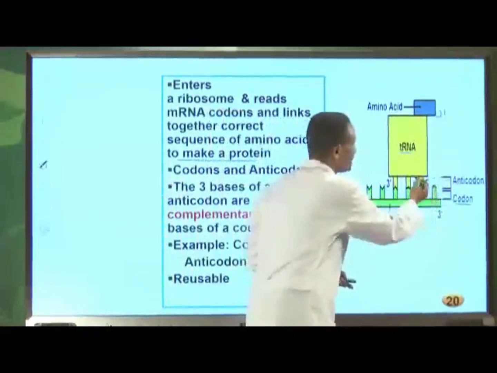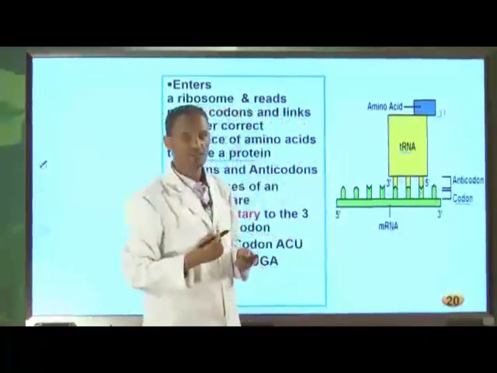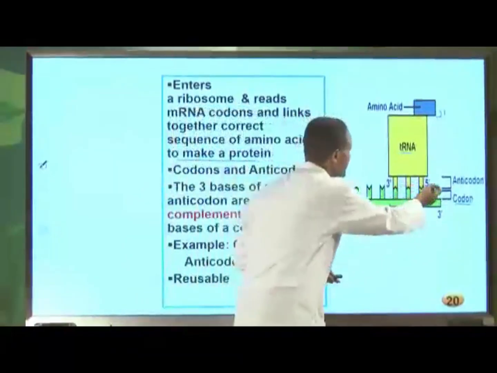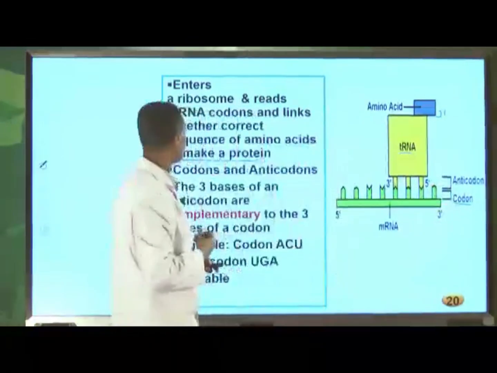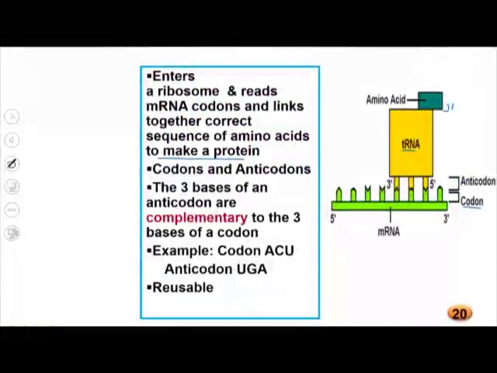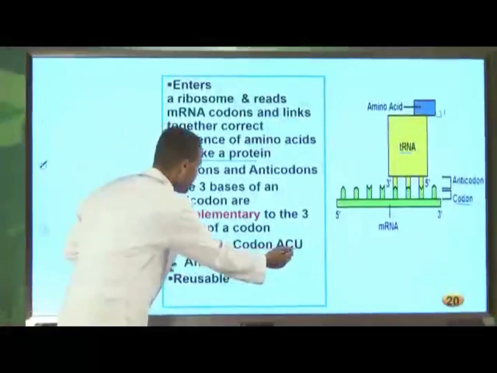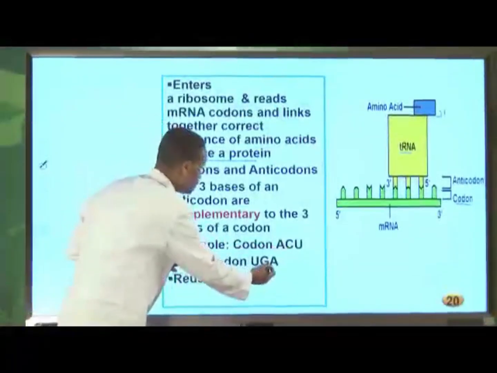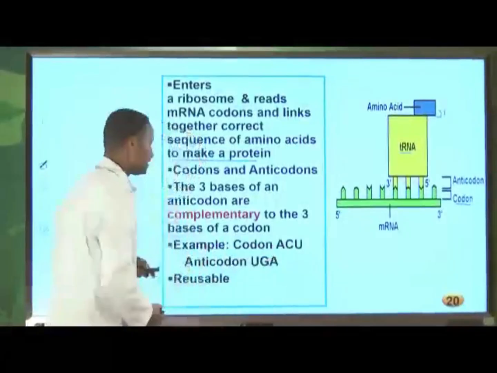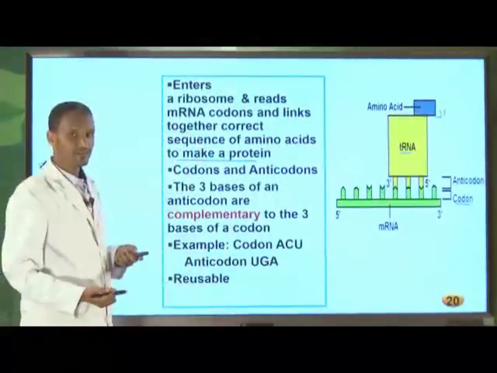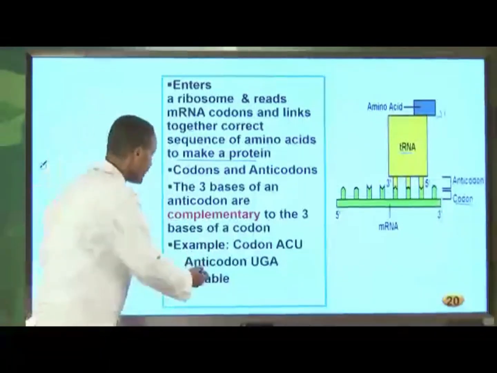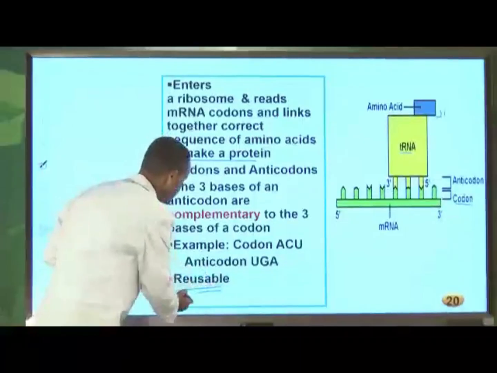RNA. But the complementary sequence which is found on transfer RNA is the anticodon. So you see, the 3 bases on the anticodon are complementary to the 3 bases of the codon on messenger RNA. Example, codon ACU, anticodon UGA. Now, like messenger RNA, transfer RNA is also reusable.